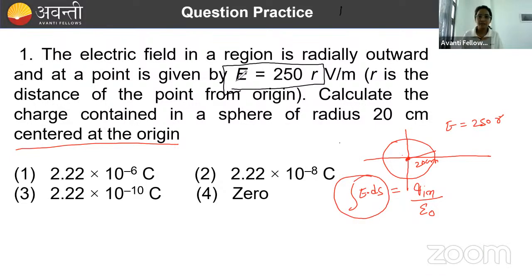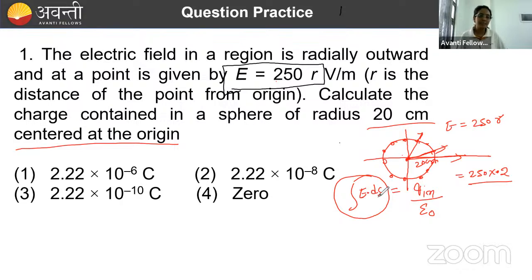The electric field is in the radial direction only, 250 r. So the electric field is like this, and its value is 250 r. So at each point of the surface, the electric field value will be how much? 250 into r. The radius value is how much? 20 centimeter. So here you write 250 into 20 centimeter, meaning 0.2 meter. So the electric field value is this.